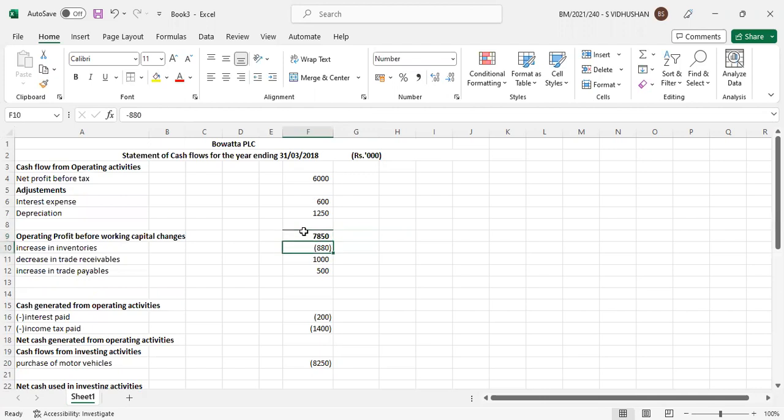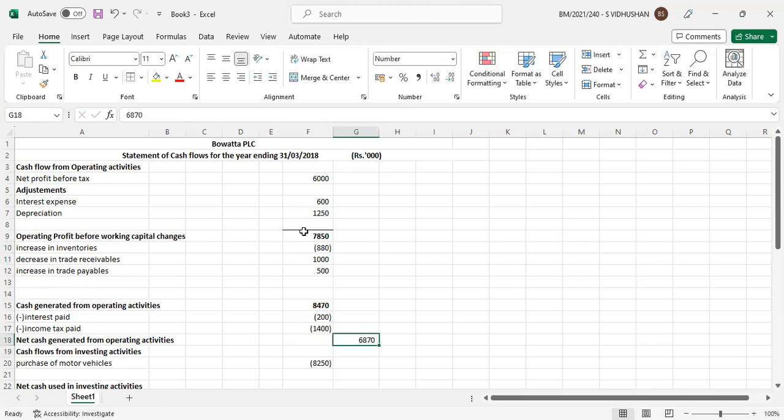And once you deduct 880 and do these things, you will be getting cash generated from operating activities. So how much is that? From 7,850, we need to deduct 880, 1,000 and also 500. Then you will be getting 8,470 as cash generated from operating activities. Then if you deduct the interest paid and income tax paid, you will be getting net cash generated from operating activities. So how much is the net cash flow generated from operating activities? From 8,470, once you deduct 200 and 1,400, you will be getting 6,870.